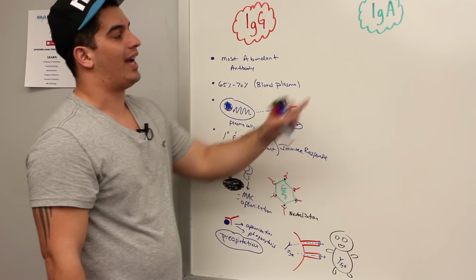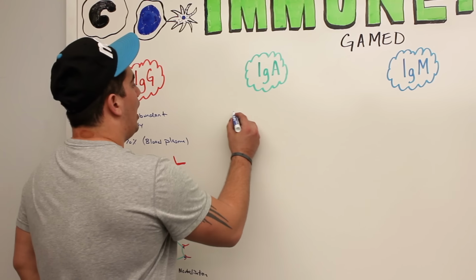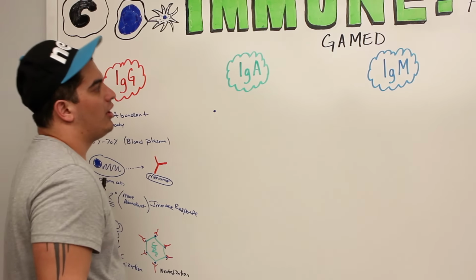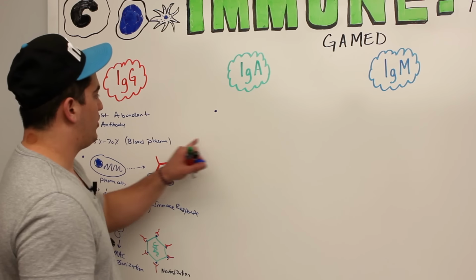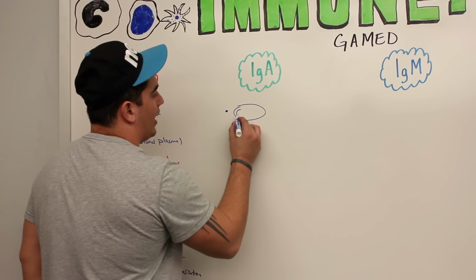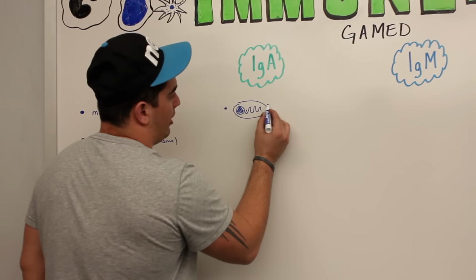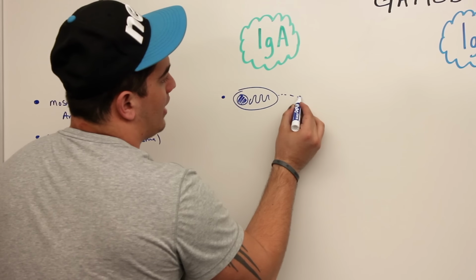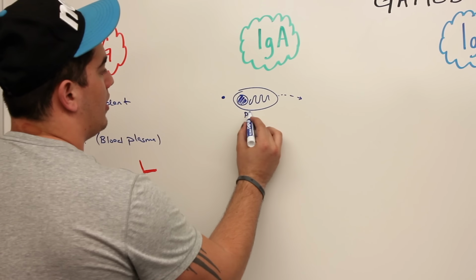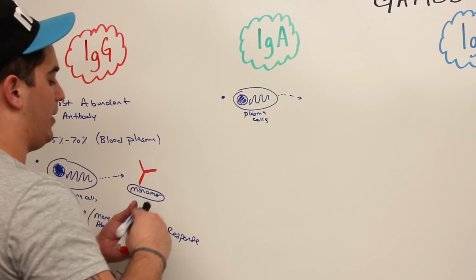Now, let's go to IgA antibodies. So IgA antibodies, where would you find these? First off, who secretes them? Again, it's going to be the same cell over and over again, but we're going to keep mentioning that so you don't forget it. This is going to be the plasma cells. So the plasma cells secrete this antibody.